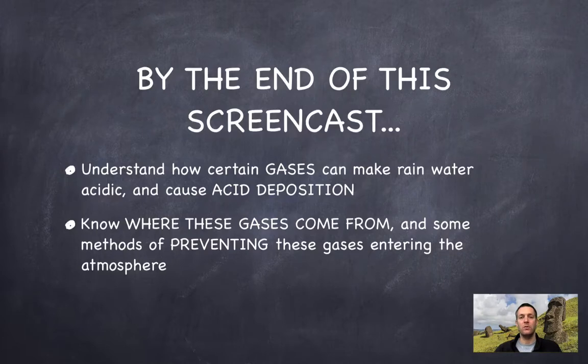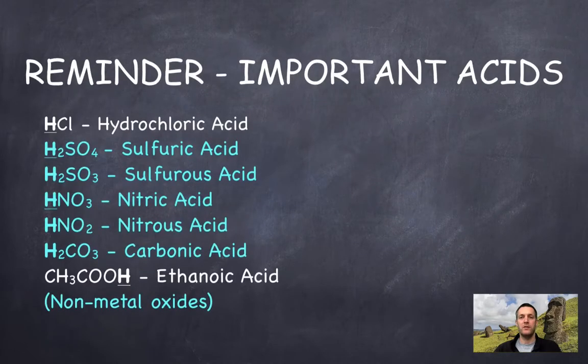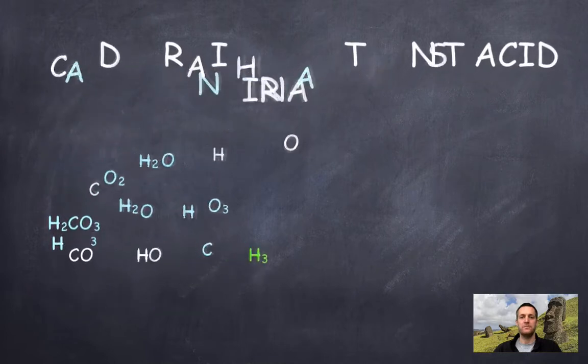And we're also going to look at where these gases might have come from and how we might prevent them from entering into the atmosphere. Now, first of all, we're going to have a look back at this list of important acids that we saw right at the beginning of the topic. You can see that lots of them are highlighted in blue here. The blue ones are the ones that are relevant to acid deposition. So just have a quick look there. They are the ones that we're going to focus on in this film.